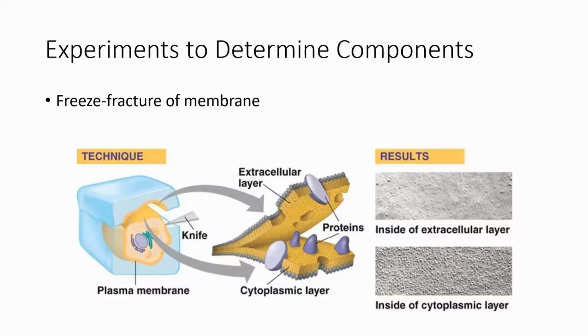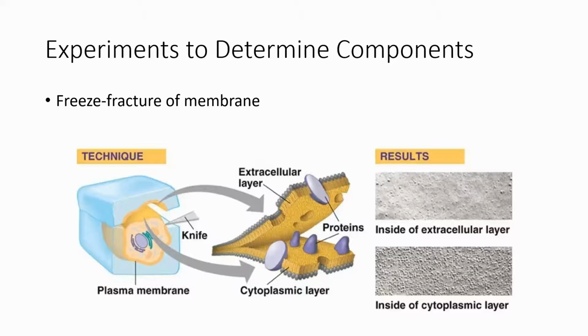So there are some classic experiments that were done to help determine the 3D structure of the cell membrane. Remember, this is all super microscopic. You can only see it with an electron microscope, not even the types of microscopes that we have at our school. What they basically did is something called a freeze fracture. They took a cell, encased it in some sort of liquid, froze it, and then used a knife to basically split apart that cell membrane.